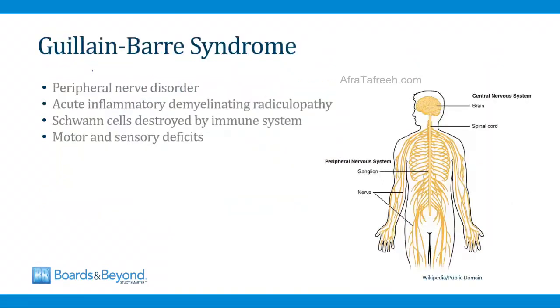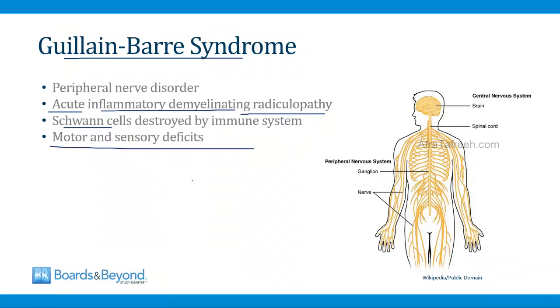Now let's talk about peripheral demyelinating disorders, and the classic peripheral demyelinating disorder is Guillain-Barré syndrome. This is an acute disorder that comes on rapidly over days. It's an inflammatory demyelinating radiculopathy, meaning it causes dysfunction of peripheral nerves. In Guillain-Barré, Schwann cells are destroyed by the immune system, and the Schwann cells are the myelinating cells of the peripheral nervous system, and that leads to nerve dysfunction, and patients can develop motor and sensory deficits.